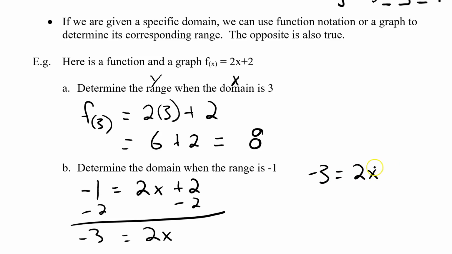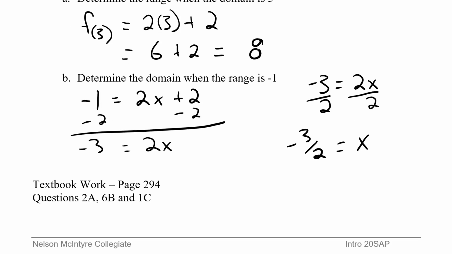Getting the x by itself, I have to get rid of the 2. It's being multiplied, so I'm going to divide each side. Dividing by the same number to make it disappear. So I got my x to be equal to -3 over 2. So when my range is -1 for this function, my domain is -3 over 2. And you can choose any domain, any range, plug them into the formula, solve like we did, and you get your answer. Let's go to our textbook.